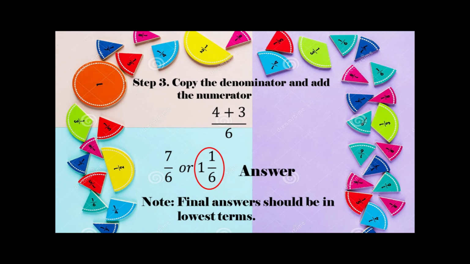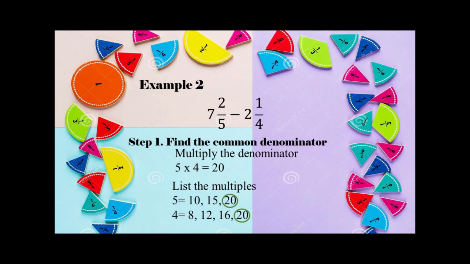Again, the final answer should be in lowest terms. Since 7 over 6 is an improper fraction, let's convert it into a mixed fraction by dividing the numerator by the denominator. So 7 divided by 6 is 1, and you have a remainder of 1, which is your numerator. So we'll have 1 and 1/6. Did you get it?